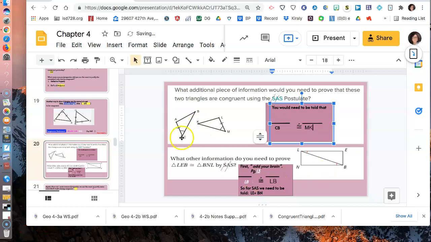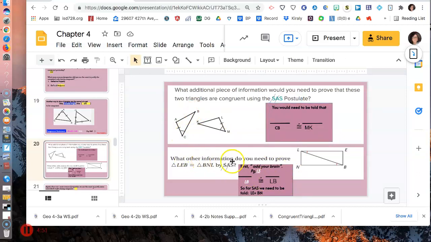We would need to be told that this long side is the same as this long side, so we can walk side, angle, side without lifting our pencil. If we had this other pair over here, we'd go side, side, angle without lifting our pencil. So that's kind of important. What information do I need over here? Well, let's remove these for a second and let's go see what we were given.